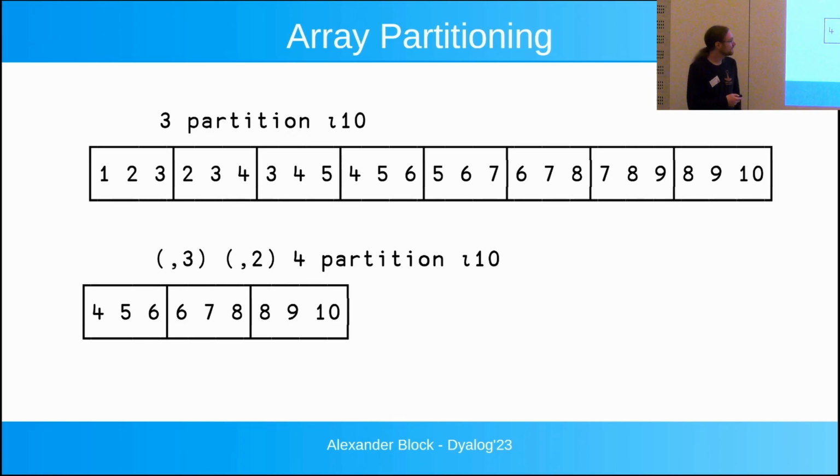We have a movement size here. That means we don't take the next one. So we don't take 5, 6, 7 next, but we take 6, 7, 8 because we move 2 to the right. After that, we again move 2 to the right. Okay.